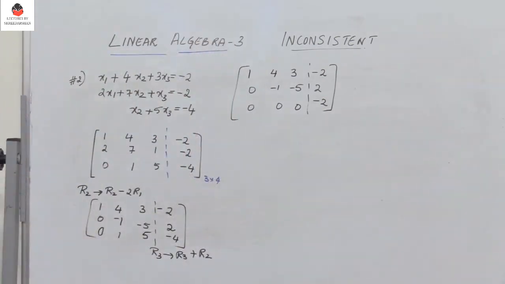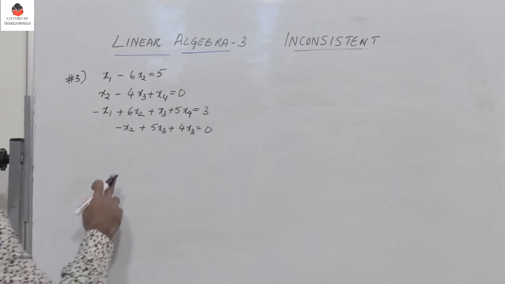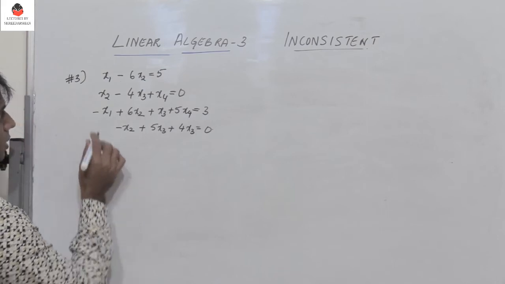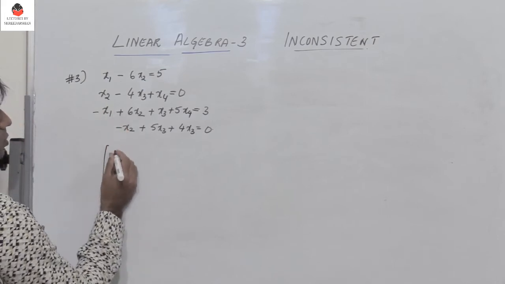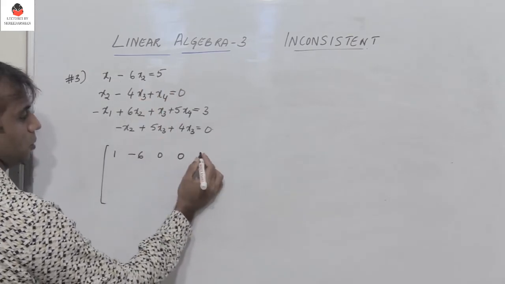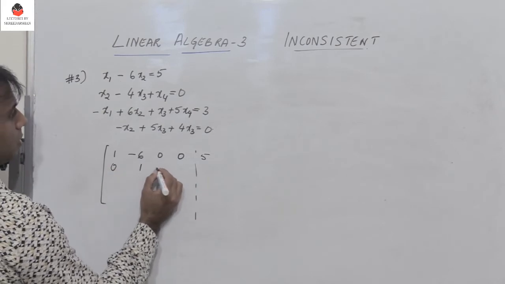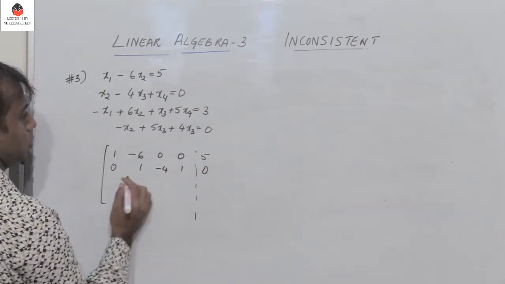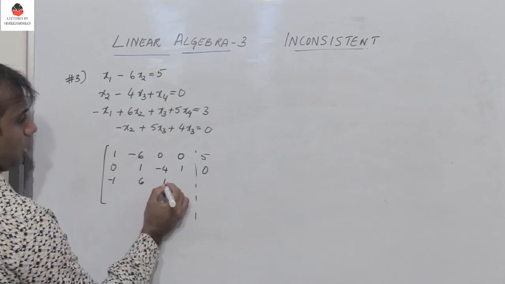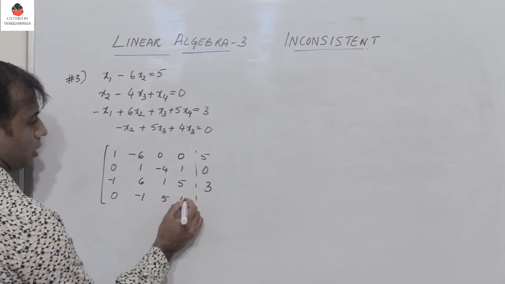Let's take another problem. So here again I have a system of linear equations. Example 3. To find the solution, again write the augmented matrix. First write the coefficients. Coefficient of x1 is 1, then I have minus 6, 0, 0. x3 and x4 do not exist, then I have 5. And then you have 0, 1, minus 4, 1 with a 0, minus 1, 6, 1, 5, 3, and 0, minus 1, 5, 4, 0.